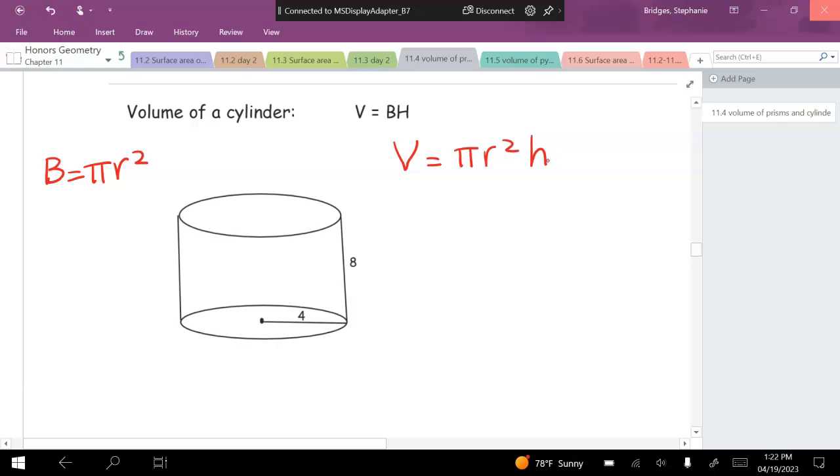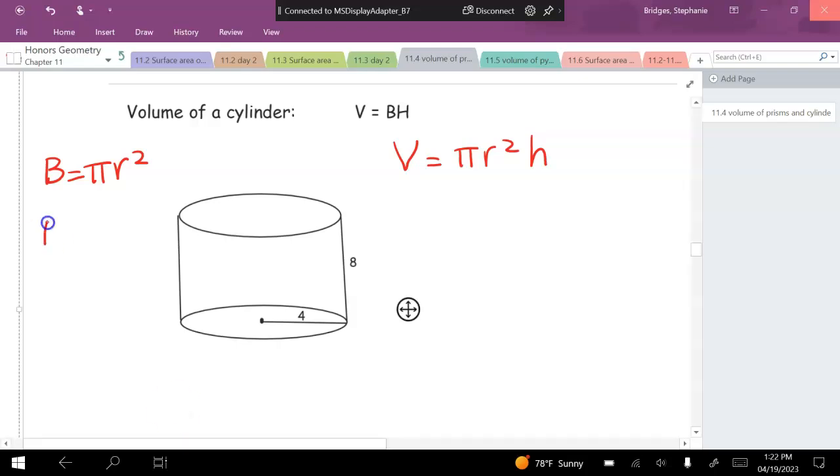You can use a lowercase, but again, it's still the area of the base times the height of the cylinder. It's specific to a circle. If you remember the formula for area of a circle, just plug that in for your B. Okay, it really doesn't matter which formula you use as long as you know you want to find the area of the base first, and then you multiply it by the height of your cylinder.